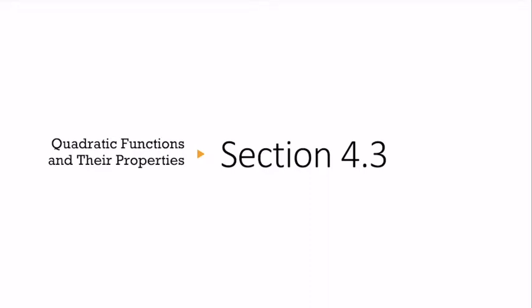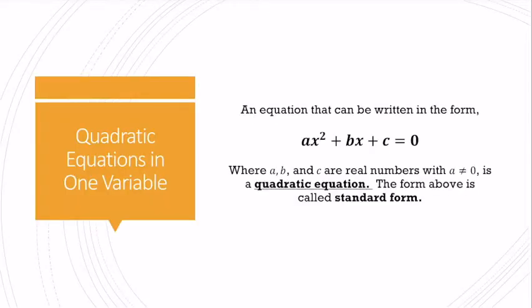Section 4.3 is all about quadratic functions and their properties. So, friendly reminder that a quadratic equation can be written in the form ax squared plus bx plus c equals 0. So this is an example of a quadratic equation. So it should be f of x equals this, right? This is an example of a quadratic equation where a, b, and c are real numbers and a doesn't equal 0. Okay, this is called a quadratic equation.